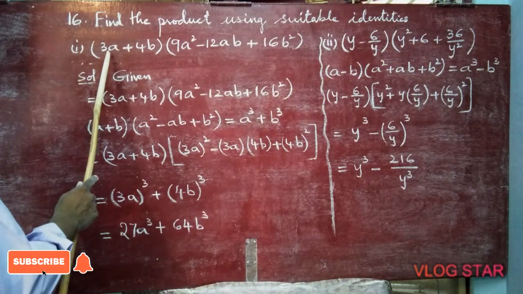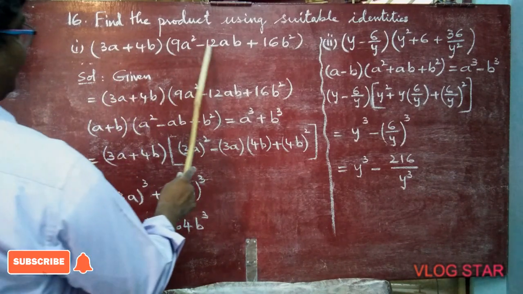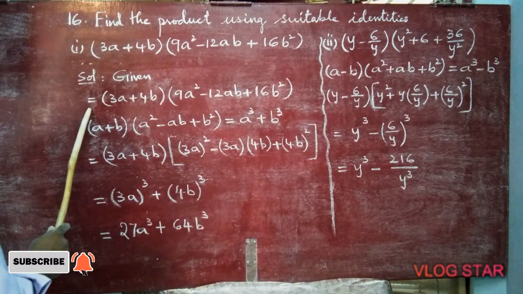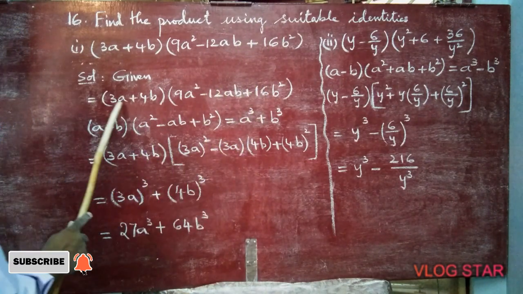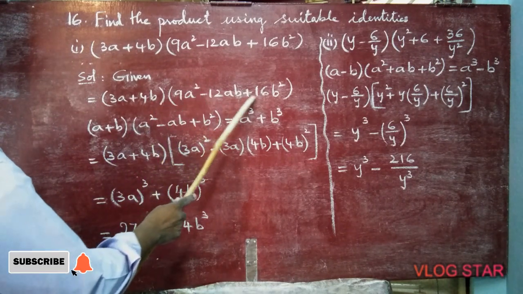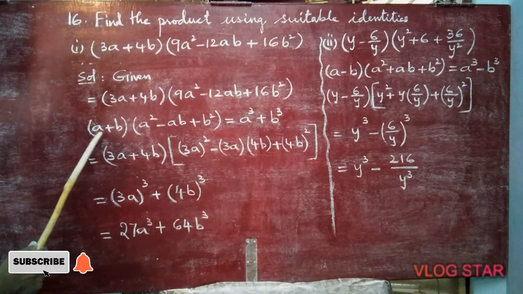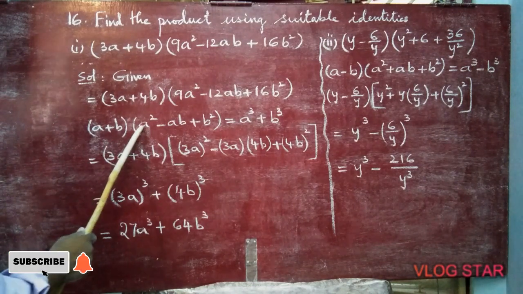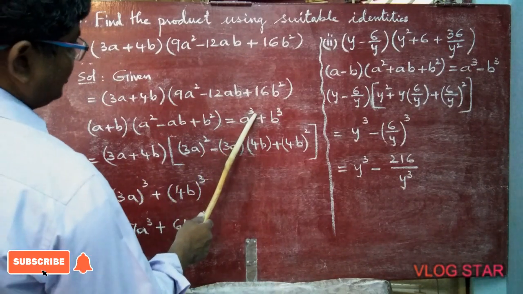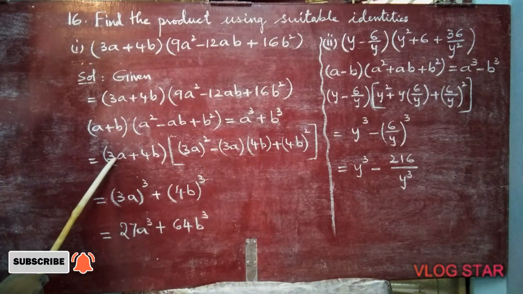First bit, (3a plus 4b) into (9a square minus 12ab plus 16b square). The given problem you have written is 3a plus 4b into 9a square minus 12ab plus 16b square. It is in which identity? (a plus b) into (a square minus ab plus b square) is equal to a cube plus b cube. Now I am changing the given into that form.